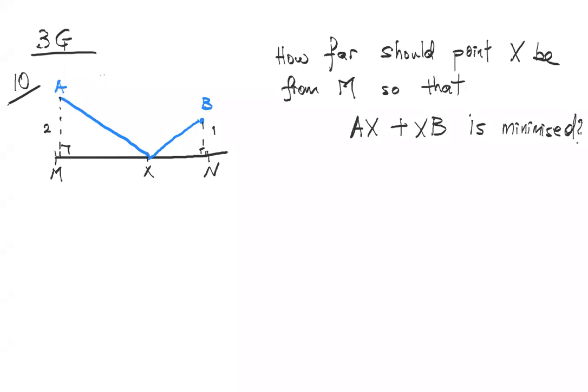So when I read the question, I just draw. I purposely draw the pipeline in blue. So that is something that I need to find. Then, how far should point X be from M so that AX plus XB is minimized? I'm going to use an unknown variable to represent the distance of XM.